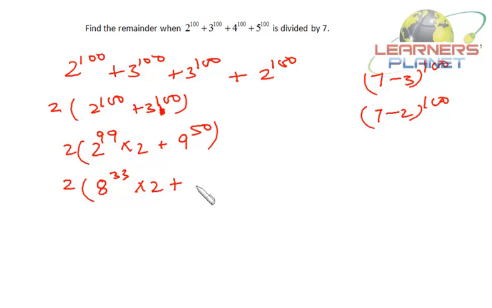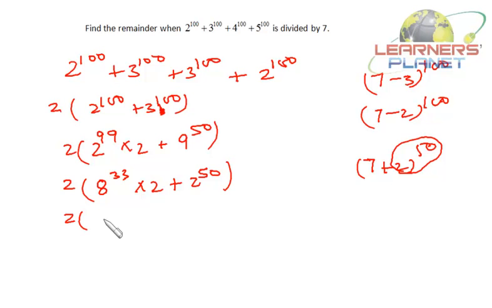Now this 2 raised to 99 can be written as 8 raised to 33 into 2 plus, if 9 is divided by 7, the remainder will be minus 2. So minus 2, it is 7 plus 2 raised to 50. So the remainder will be 2 raised to 50, not negative but positive 2 raised to 50. Okay. Now similarly 8 raised to 33 can be written as 7 plus 1 raised to 33. So the remainder will be 1 raised to 33. So it will be 1. So that 1 into this 2, it's 2.